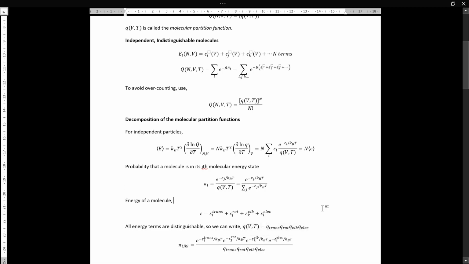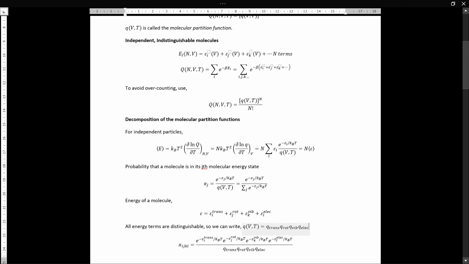We'll of course deal with this very soon, but food for thought: q happens to be a function of volume and temperature. Which of these terms depends on volume and which of these terms depends on temperature? We'll discuss that later.